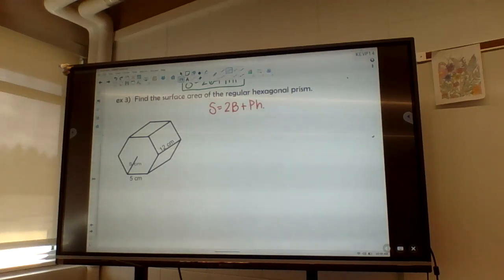So, what is our base this time? The big rectangle thing. It's not the rectangle, it's the main thing. The hexagon, there we go. Not quite a rectangle. There is a rectangle there, but the hexagon would be the base. So we have to find the area of the hexagon.